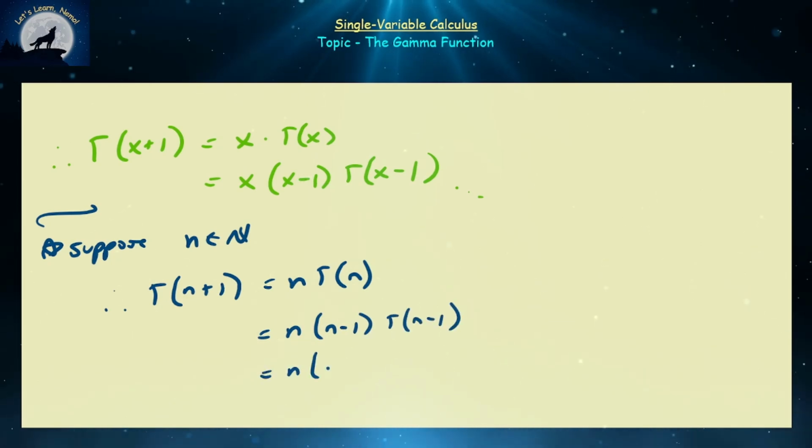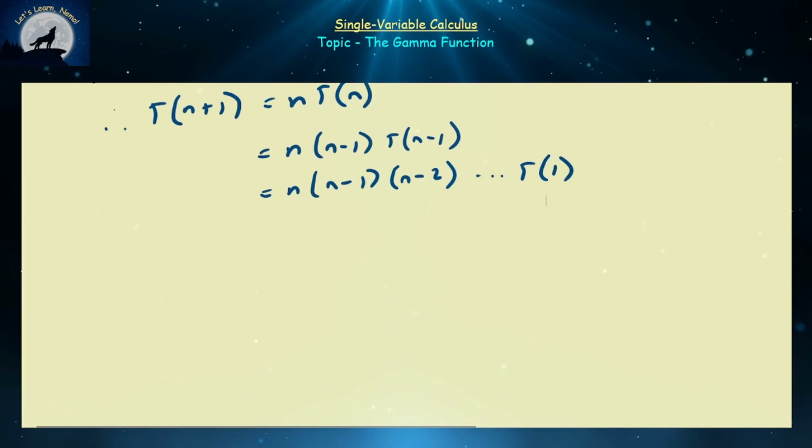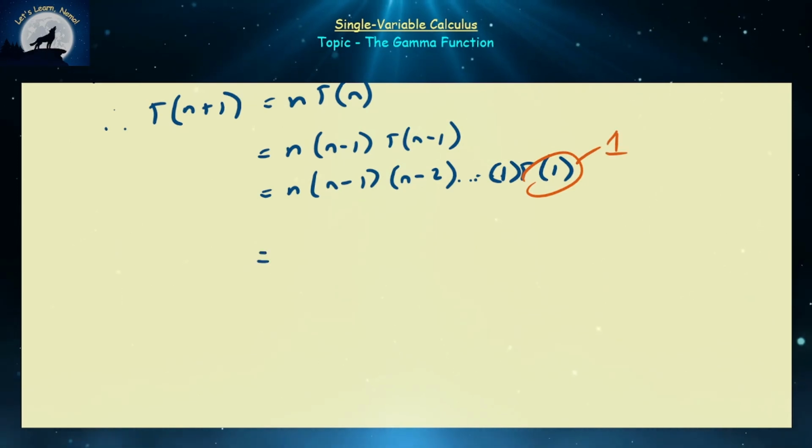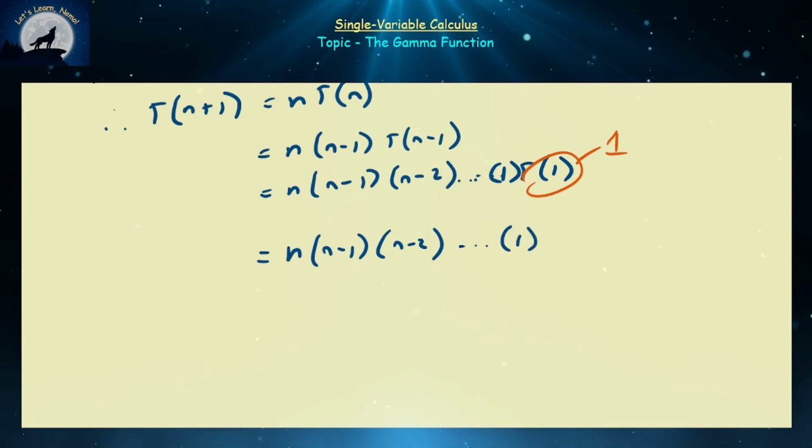And then this is going to be n times (n minus 1) times (n minus 2). And we can continue that all the way down to, for example, gamma of 1. But we know that gamma of 1 is just going to be equal to 1. So what we have here is n times (n minus 1) times (n minus 2) all the way down to 1. So that's what gamma of n plus 1 is.